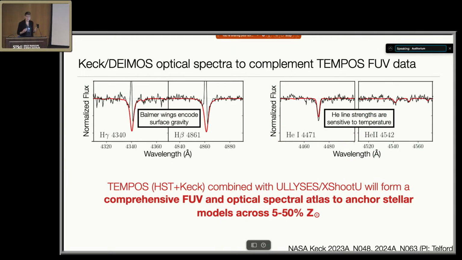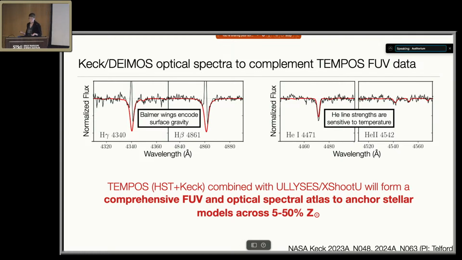So we are also using the DEMOS instrument on Keck. It's a multi-object spectrograph to observe optical spectra of all of the TEMPOS targets. And so when the new data being collected this year are complete from both HST and Keck, TEMPOS will provide the best possible coverage of this O-star parameter space at 5 and 10% solar metallicity, given technical feasibility and our current knowledge of the O-star content of these nearby galaxies.